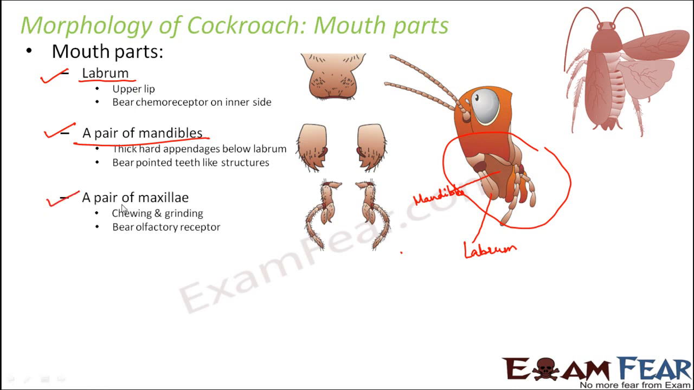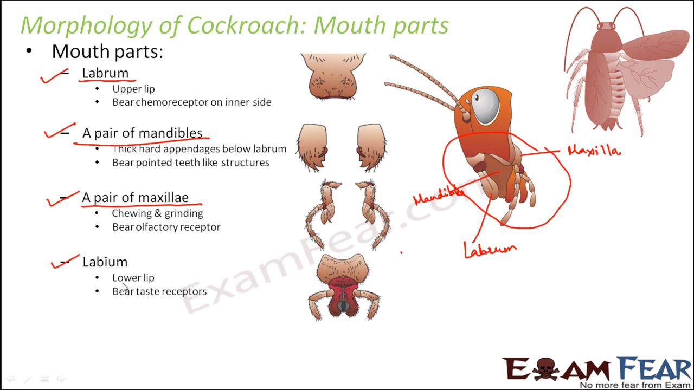Next is a pair of maxillae. Where is maxilla? Maxilla is this one. This structure which you see here, that also again one is present on the other side. So they are used for chewing and grinding, and bear olfactory receptors. So they also help in chewing. So they also have some pointed structures. They bear olfactory receptor, that is the sense of smell. So it can detect smell. So basically, by now you saw that the mouth parts can detect taste, it can detect chemicals, it can detect smell. So most of the sensory parts are located here.